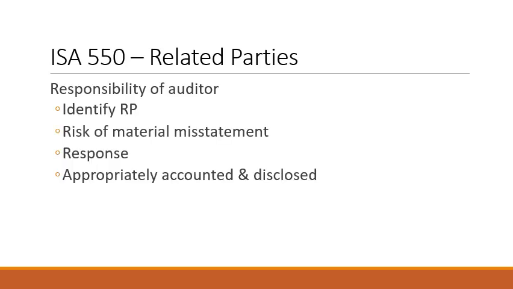Okay, so ISA 550 covers related parties. Okay. So remember, management are responsible for the preparation of the financial statements. Okay, so the responsibility of the auditor would be to identify related party relationships, once again assess the risk of material misstatement, respond to that risk of material misstatement, and then also assess whether related parties have been appropriately accounted for and disclosed. Okay, not ensure that related parties have been appropriately accounted for and disclosed, because that is management's responsibility, but he needs to verify whether that has actually been done appropriately.